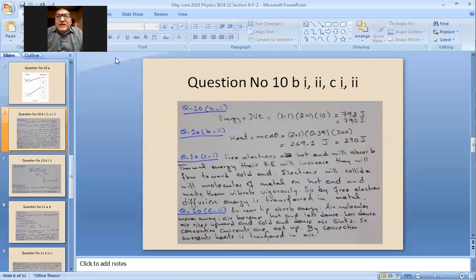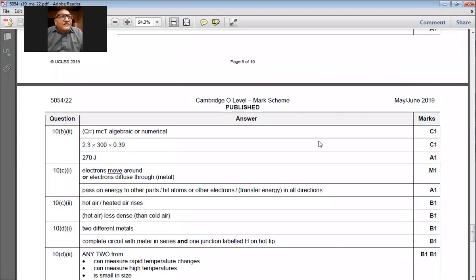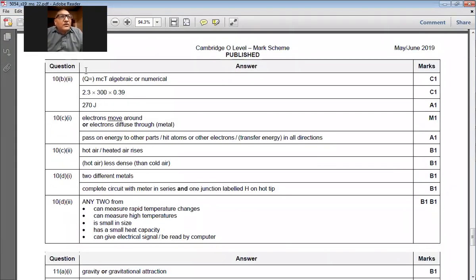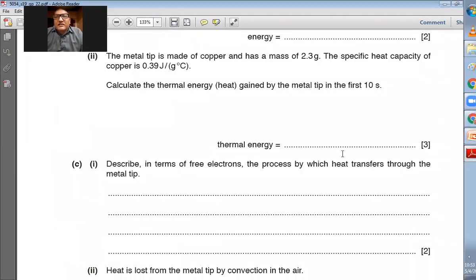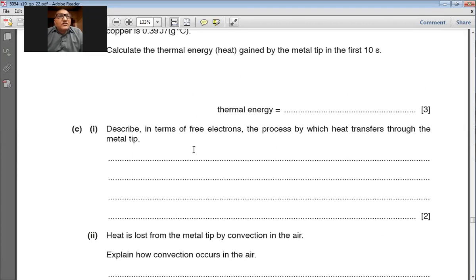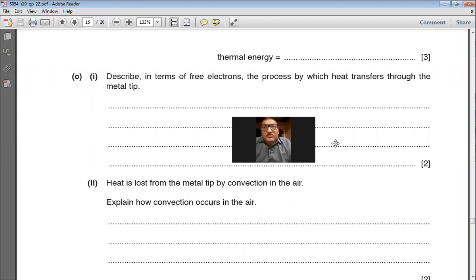So let's check the marking scheme, what the marking scheme has to say. The final answer, yeah, here we go, mc delta theta, and the final answer will be 270 joules. So our numerical is perfect. Okay, so let's move to the next part. The next part is coming on your screen. It says, describe in terms of free electrons the process by which the heat is transferred through the metal tip.